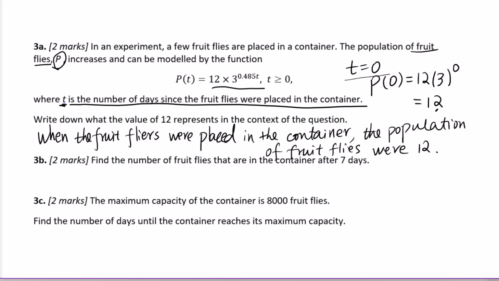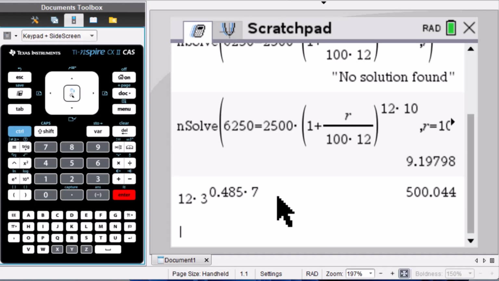3b. Find the number of fruit flies that are in the container after 7 days. 7 days means t equals 7. So we plug into this equation P of 7, which means every single t will be changed into 7. 12 times 3 to the 0.485 times 7. Put it into calculator, we got 500.